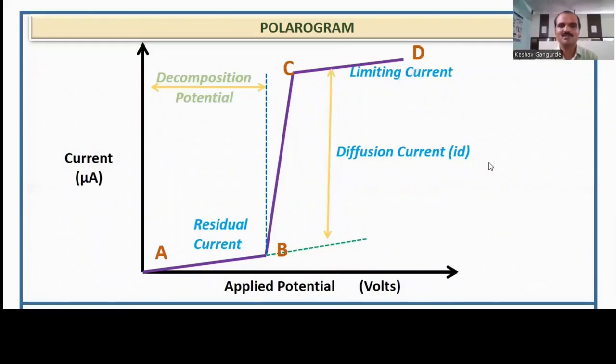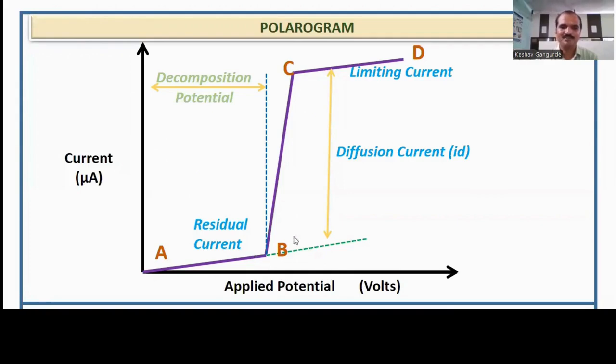The polarogram consists of an S-shaped curve having three parts: curve AB, curve BC, curve CD. With the application of applied potential, initially there is a slight increase in current from point A to point B. The current corresponding to curve AB is called the residual current, and it is carried by the ions of the supporting electrolyte and residual impurities present in the solution.